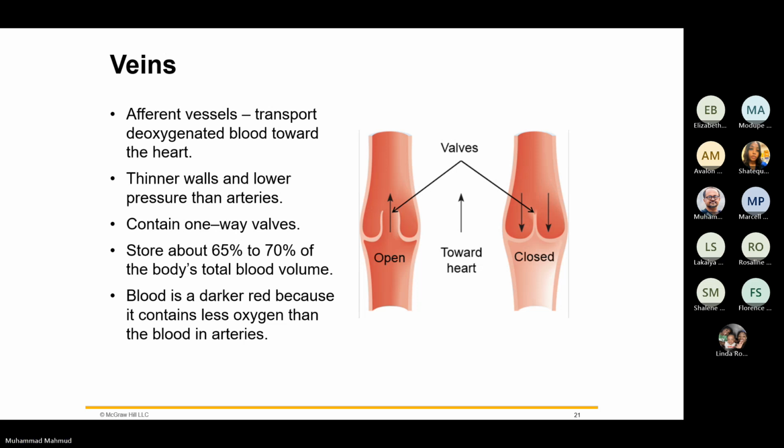In veins, that will be afferent, with a thinner wall. They will carry mostly deoxygenated blood. Veins store 65 to 70% of the total blood volume in our body, and they have valves, like you see there. Those are the valves controlling blood flow.